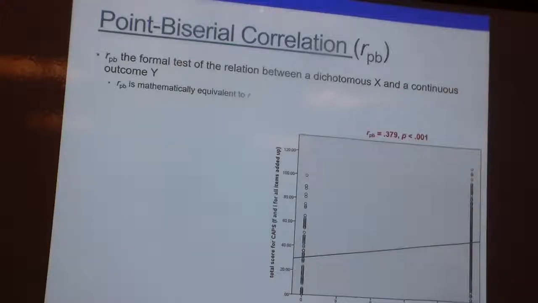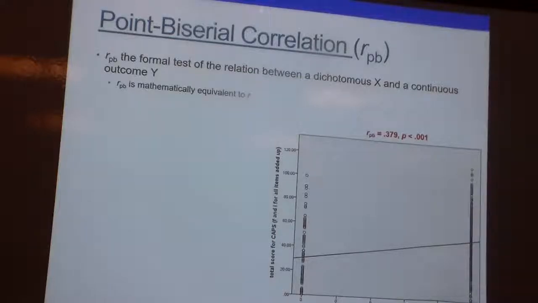This is an ugly scatter plot, but basically what we're doing is drawing a line through the mean CAPS score for people with no pain, going to the mean CAPS score for people with pain. That's what this line represents. So we could talk about this in terms of mean differences, right? We could say that on average, people with chronic pain are reporting higher levels of post-traumatic stress disorder than people without chronic pain.